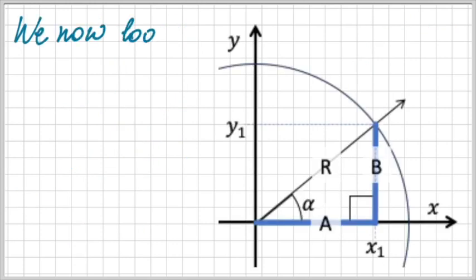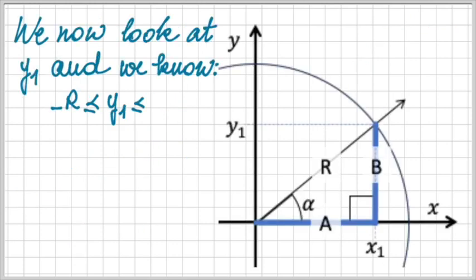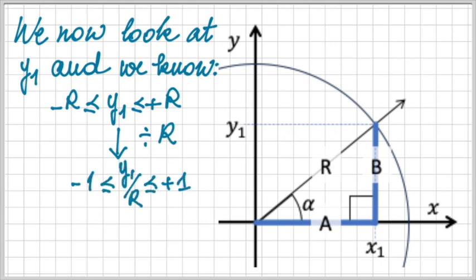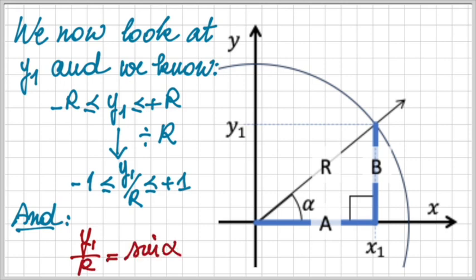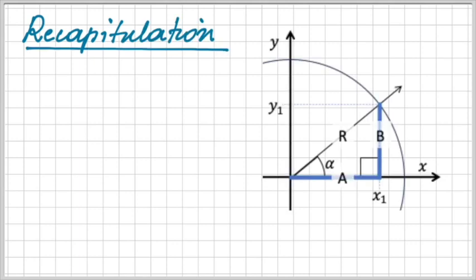Now we can define the second element, which is the sine of alpha, and we look at y1. y1 is between minus r and plus r. We divide, like we did before, by r, and we find that y1 divided by r is between minus 1 and plus 1. The next thing we can define is that y1 over r is equal to sine alpha, and we find B is r sine alpha.